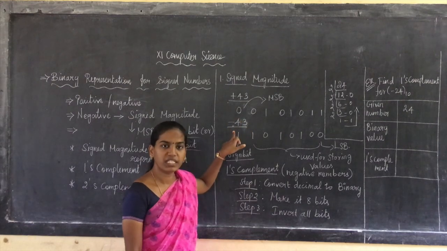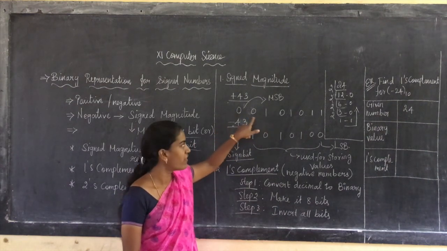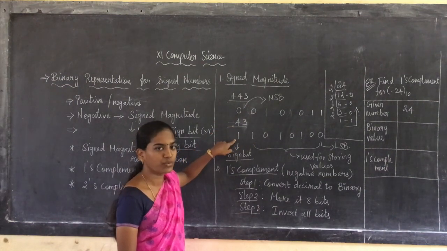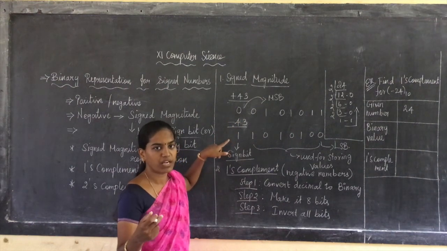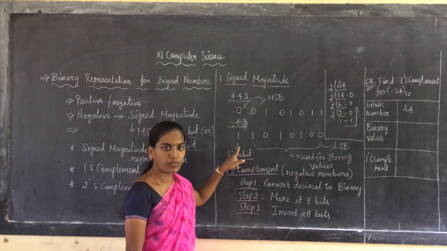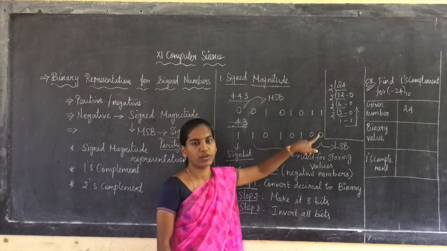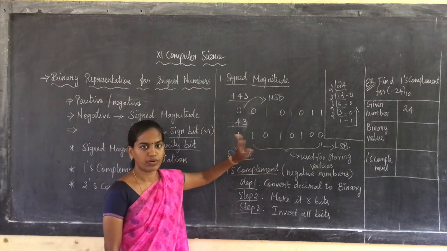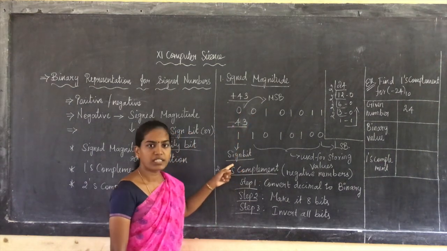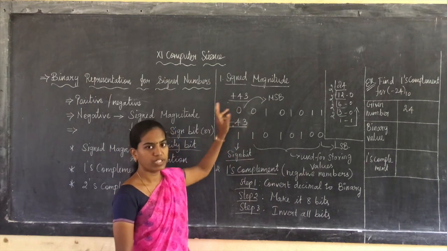For minus 43, the first value becomes 1, and the remaining value stays the same. So with the sign bit as 1 it will be minus 43: 10101011. Here, wherever there is a 1, you put 0, and wherever there is a 0, you put 1, in the inversion method. So this is the sign bit. This is the MSB, so it will be considered the sign bit. If it is 1, it is a negative value. If it is 0, it is a positive value.